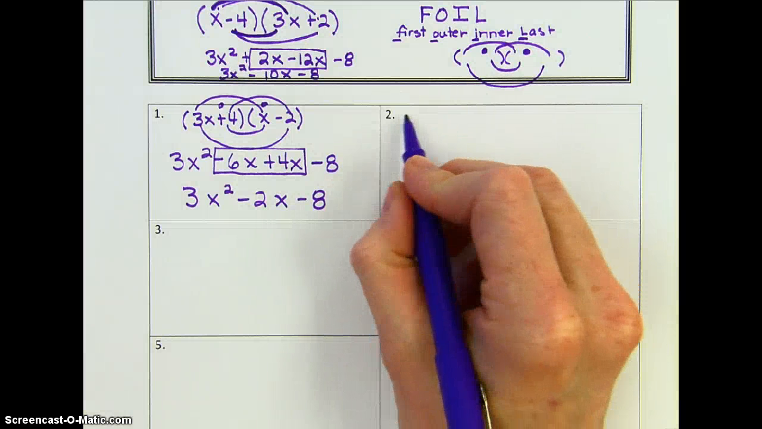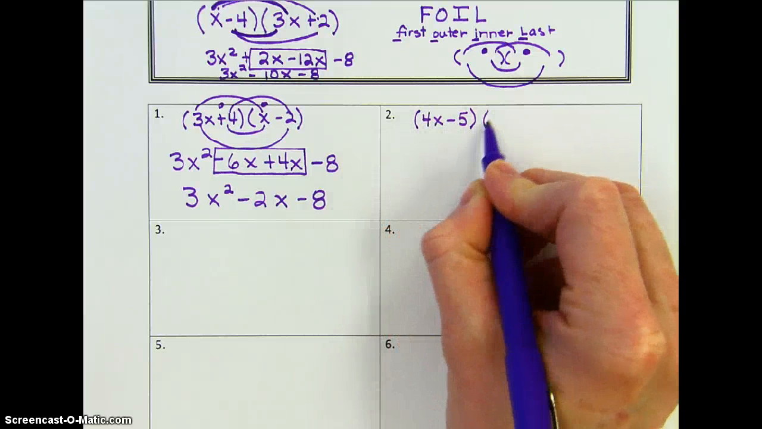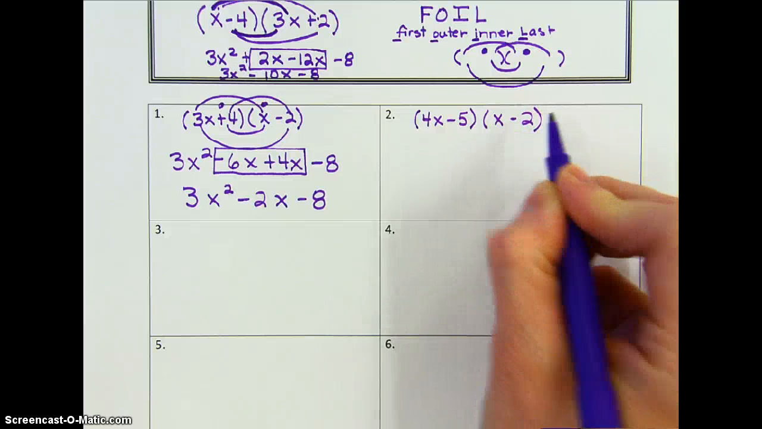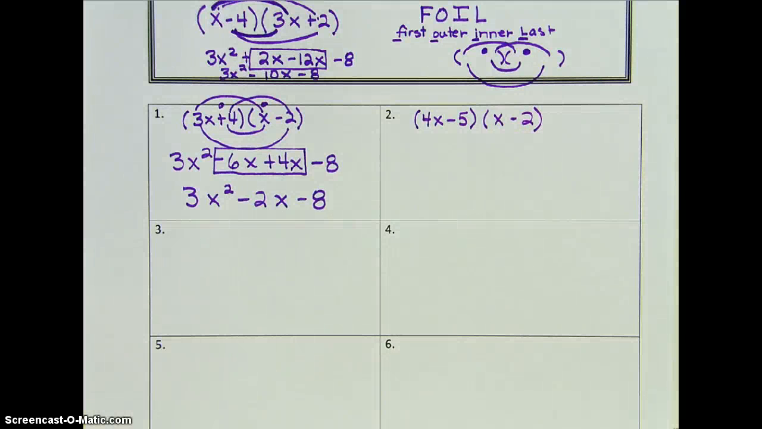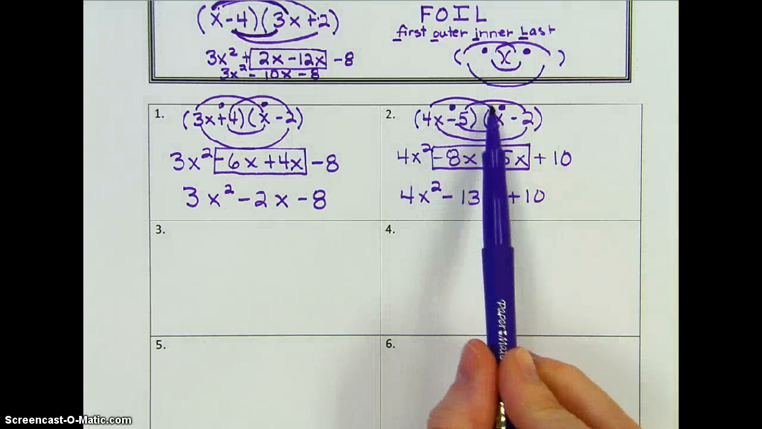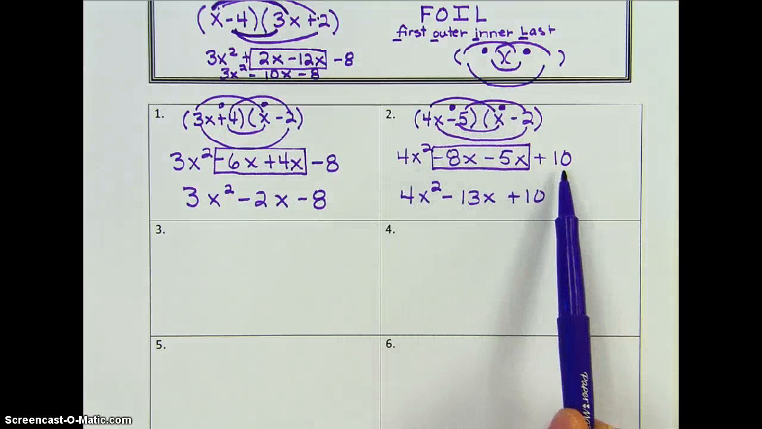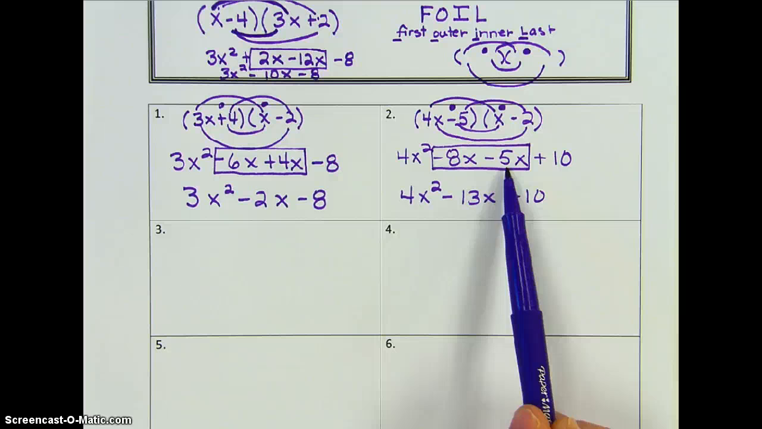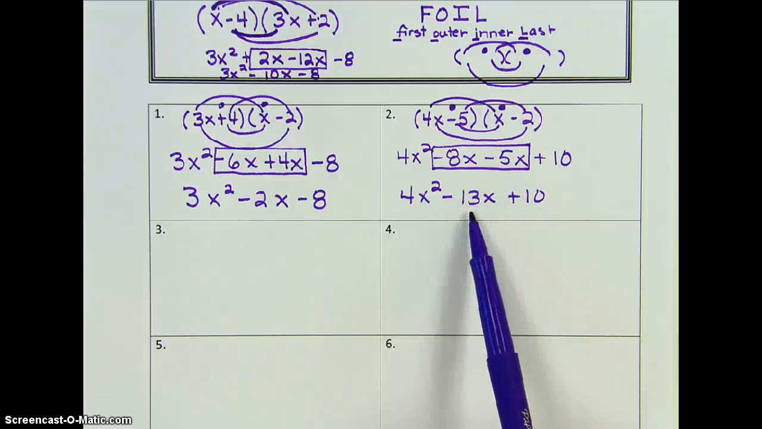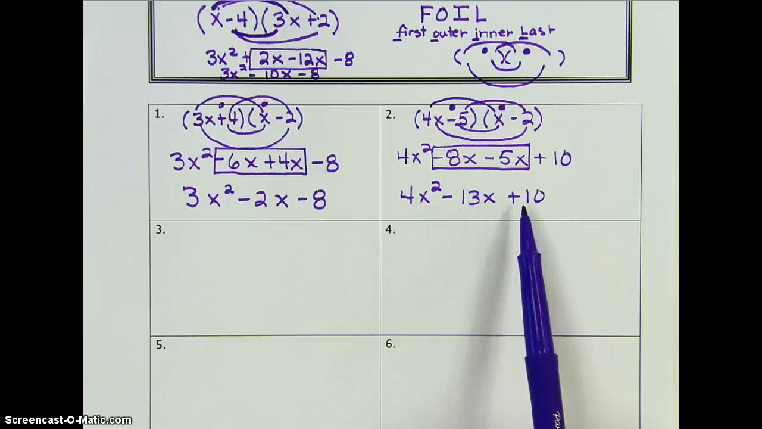You try number 2. 4x minus 5 times x minus 2. Pause the video and work on it. Okay, review my work on number 2. Notice that I did first, outer, inner, last to get these terms. I combined these middle ones together to get this trinomial, 4x squared minus 13x plus 10.